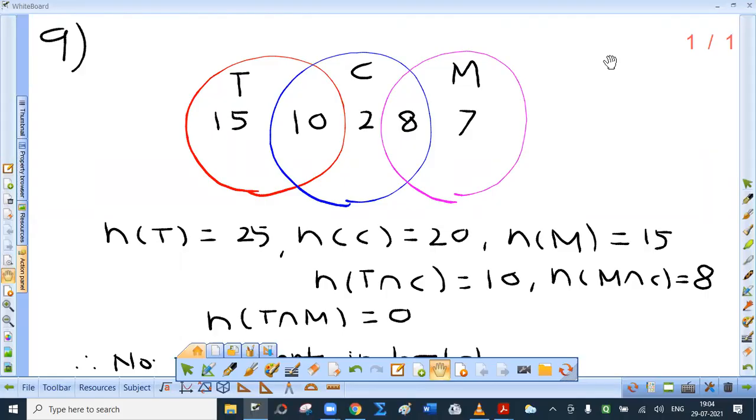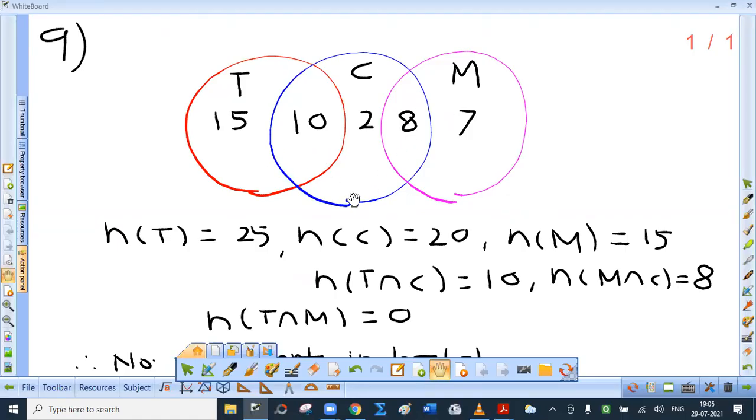Sum number 9. In a hostel, 25 students take tea, 20 students take coffee, 15 take milk, 10 students take both tea and coffee, 8 both milk and coffee. None of them takes tea and milk both, and everyone takes at least one beverage. Find the number of students in the hostel. See, the Venn diagram will be like this only because these sets T and M are not intersecting.